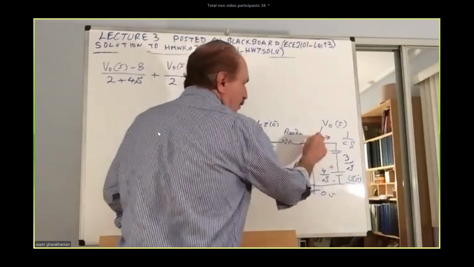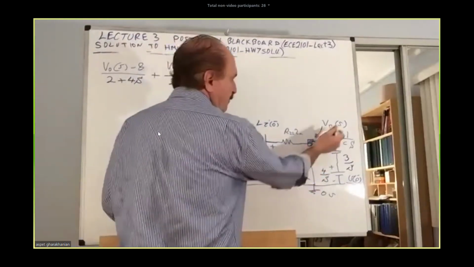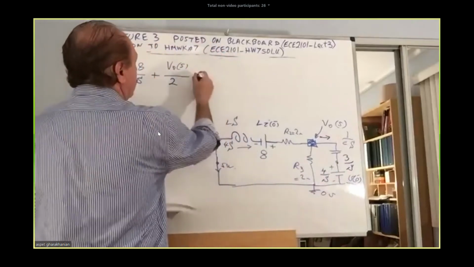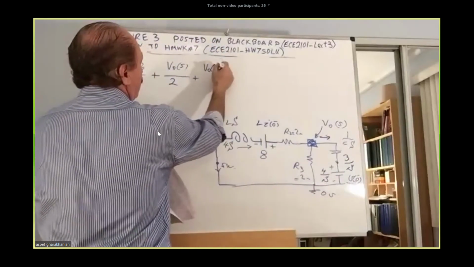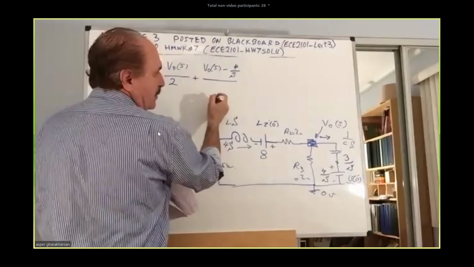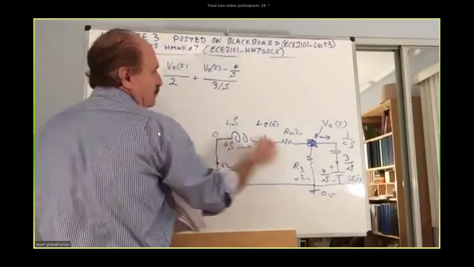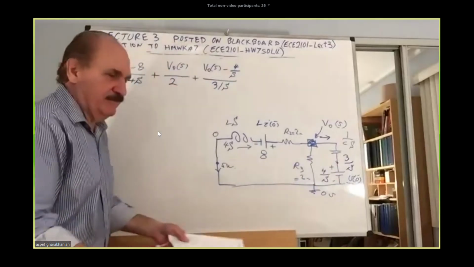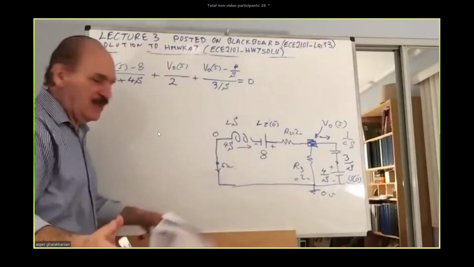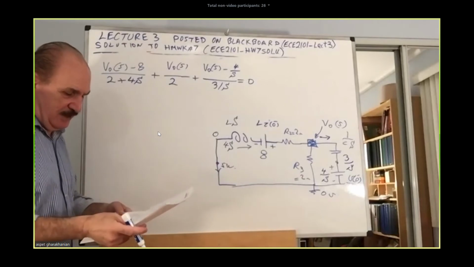Next, the current going in the direction away from that node is the voltage here, V0 of S, minus the voltage there, which is 4 over S, divided by 3 over S. This is the impedance, just like complex resistance, impedance. All of that adds. That's it. This is the major part of your equation. This is your equation setup.